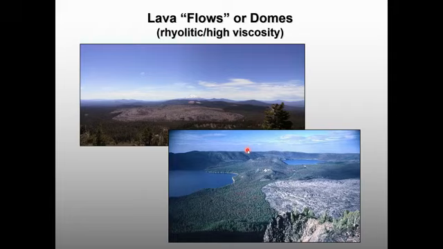They're so sticky they can't move very far, and so they form big domes like Little Glass Mountain here in the Cascades of Northern California. Very, very sticky.